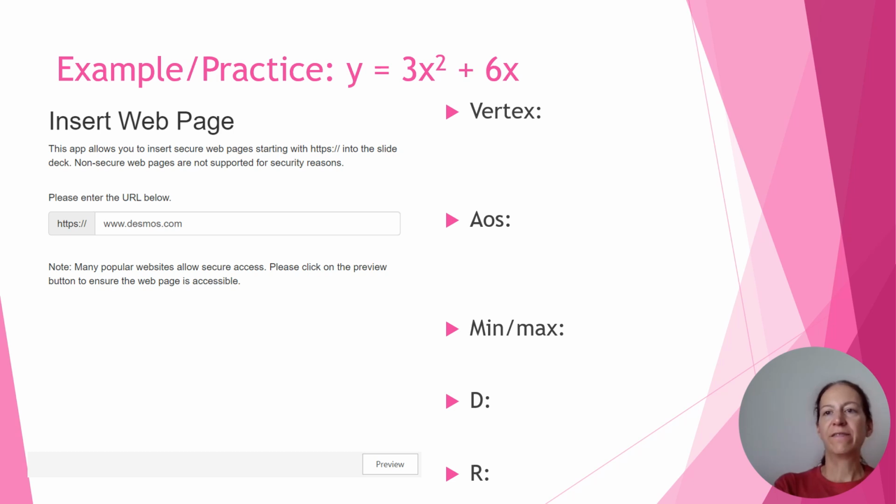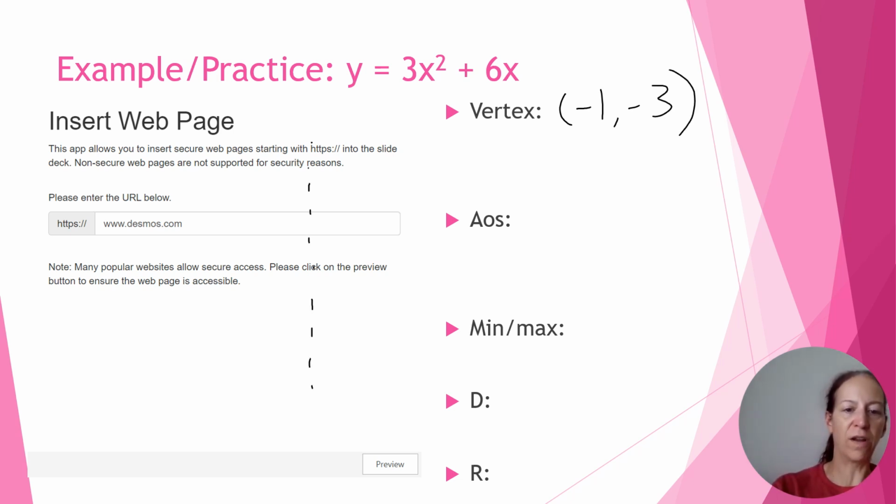All right, hopefully you paused the video. Here we go. Vertex is -1, -3. The axis of symmetry is going to run straight through the middle at x is equal to -1. The minimum or maximum value, which I did not edit on that slide, sorry about that, is y is equal to -3, and that is a minimum.